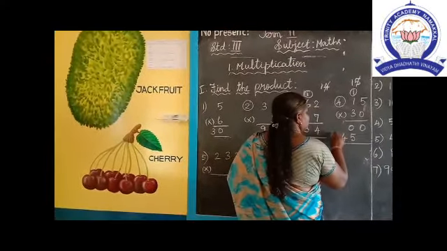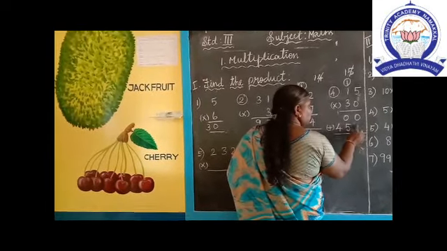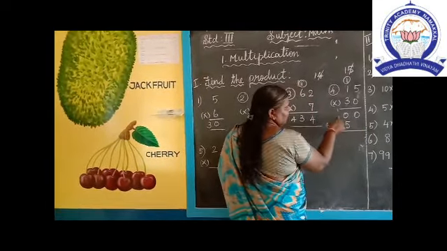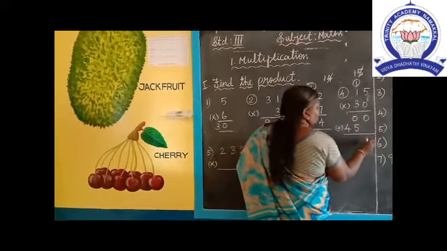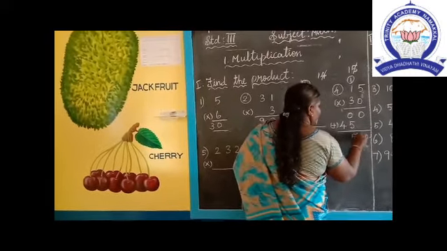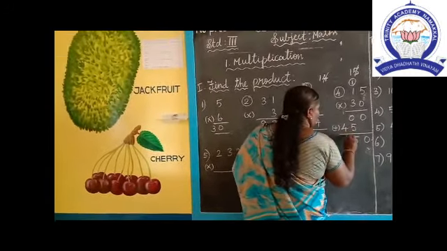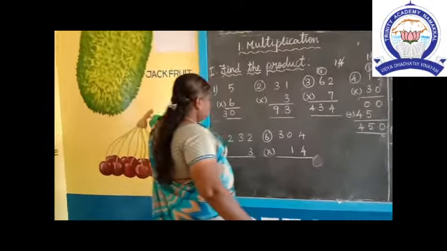Now you add these two numbers. In the 1's place there is no number, so you assume 0. Here in the 100's place also there is no number, so you assume 0. 0, 0 plus 5 is 5. 0 plus 4 is 4. Do you understand, children? See the next sum.